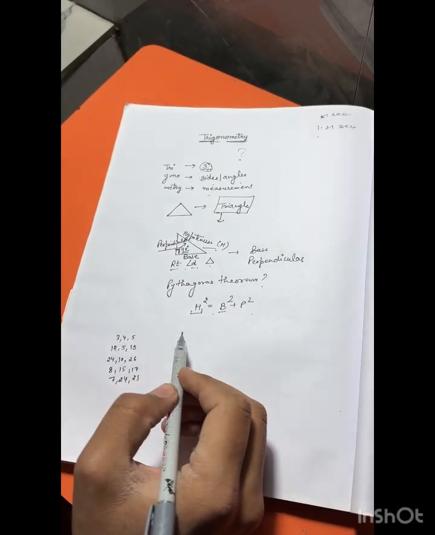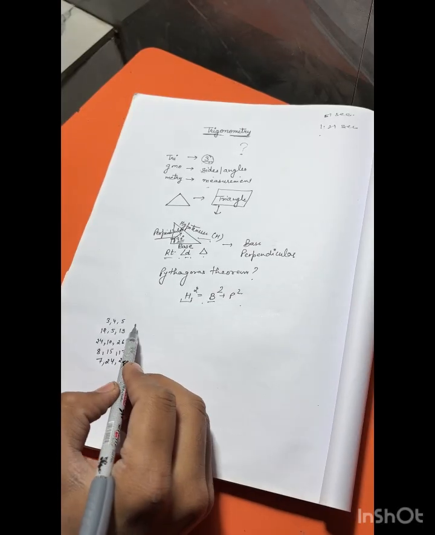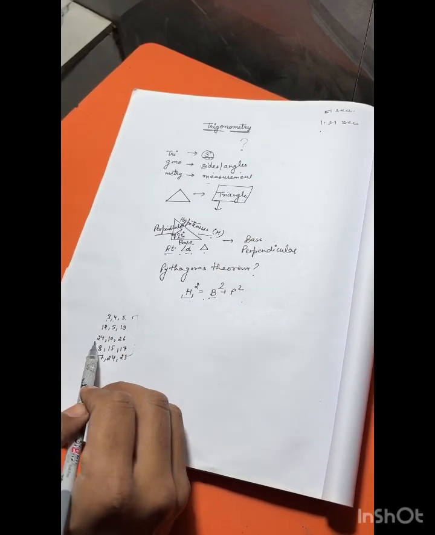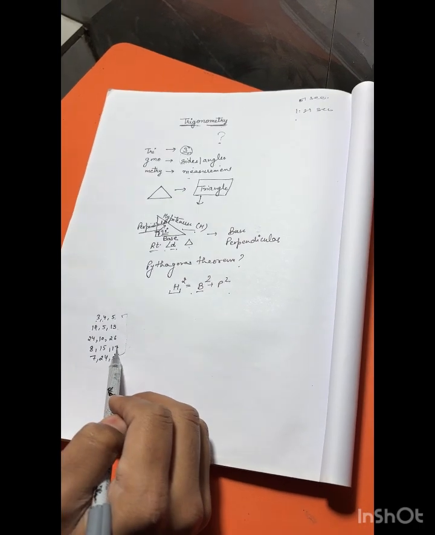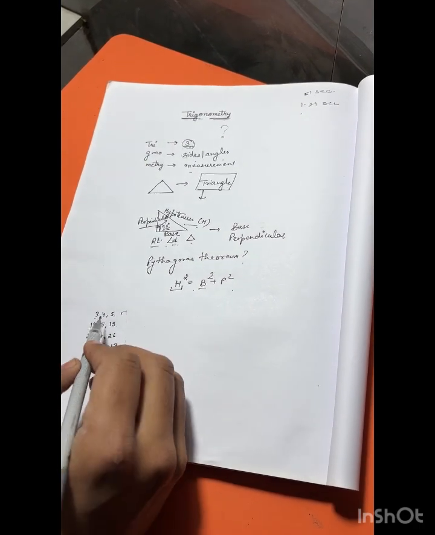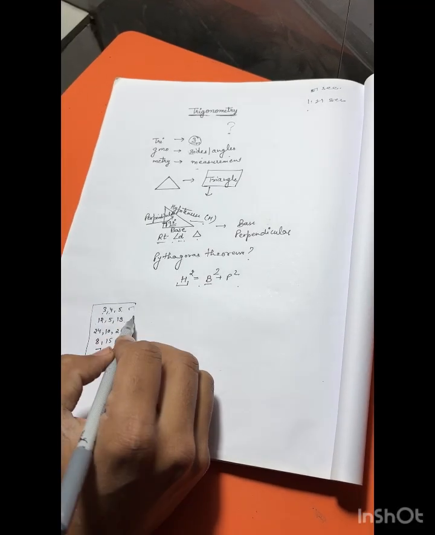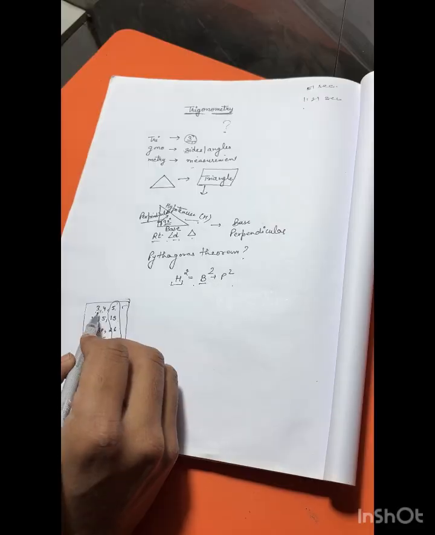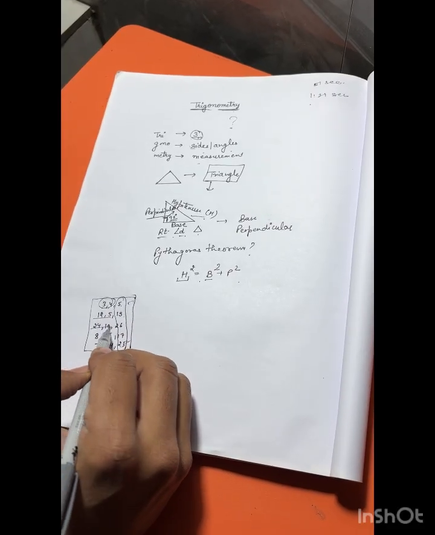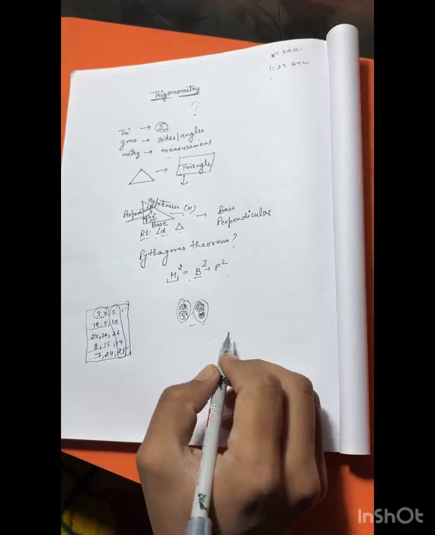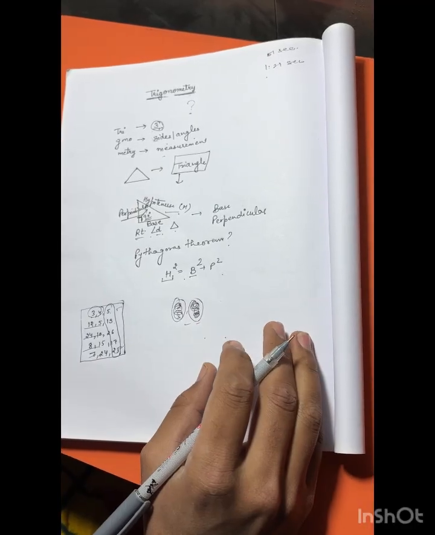So we have some Pythagorean triplets that you should learn. Means 3, 4, 5; 12, 5, 13; 24, 10, 26; 8, 15, 17; 7, 24 and 25. Means these are the sides of the right angled triangle, in which the last side will be the hypotenuse and the other two sides will be base and perpendicular. Got it? Basically in trigonometry, we are going to learn about 6 trigonometric ratios.